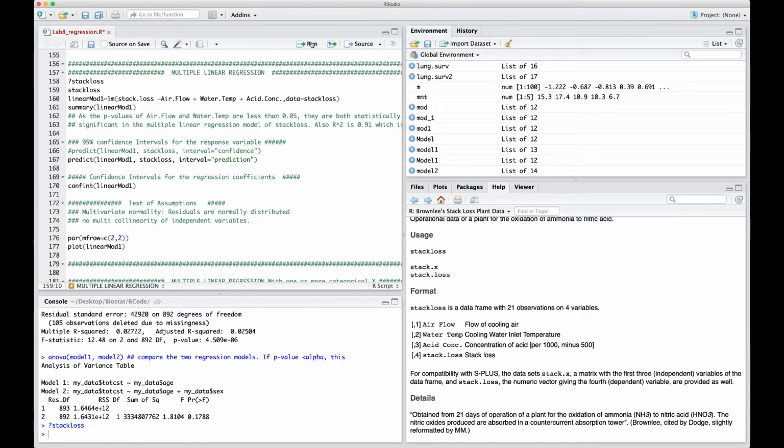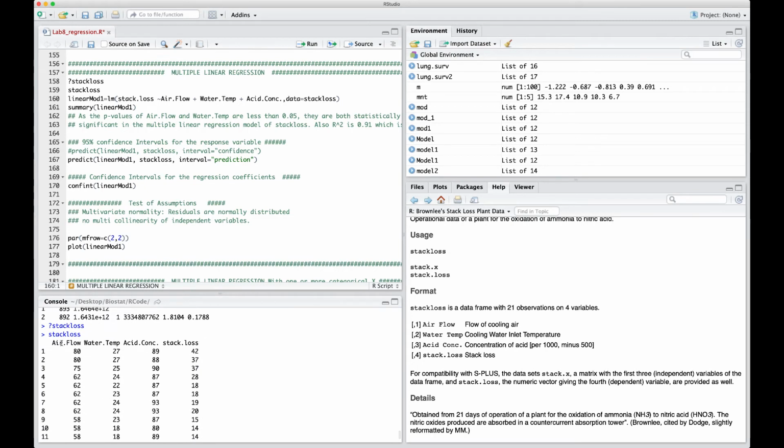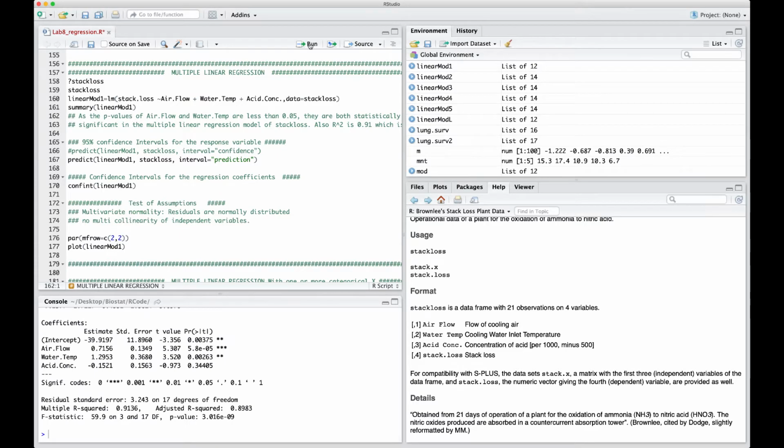The stack loss data looks like this. See, you have 4 columns, okay? Airflow, water temperature, acid concentration, and stack loss. So this is the y variable, the last column, and these are the x1, x2, and x3 variables, okay? That's what we are doing here. So linear model, y, then the tilde sign, and then airflow plus water temperature plus acid concentration, and data is the stack loss, okay? Let us run that and then see the summary of that.